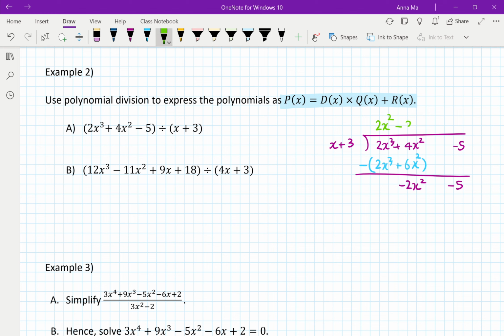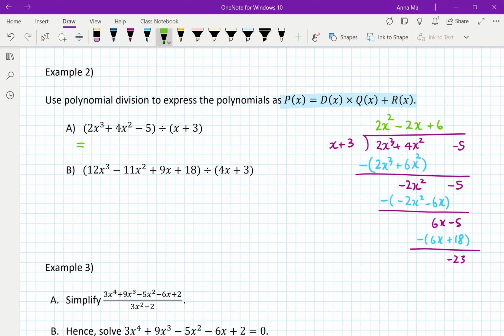Now x times negative 2x will give me negative 2x squared minus 6x. So that's where I'm going to write it because I don't have any linear terms to work with. Subtract. And I would get 6x minus 5 left over. Finally matching to positive 6, I'll get 6x plus 18. Subtract it away, I will get negative 23. What an awkward number.